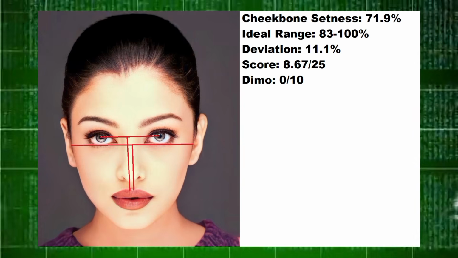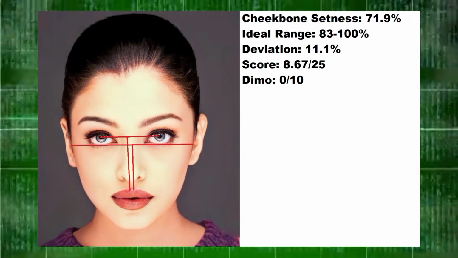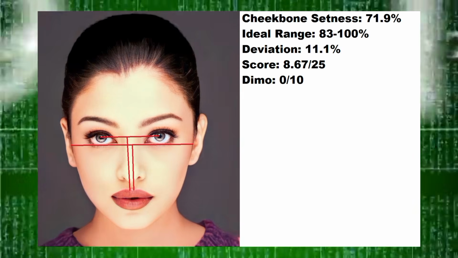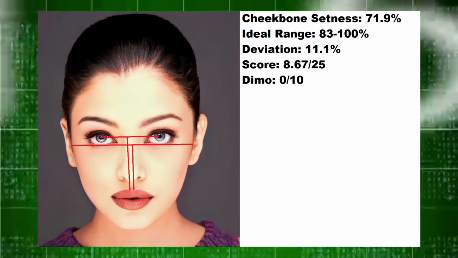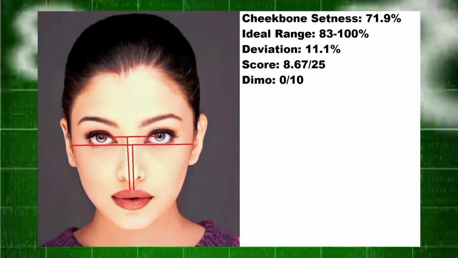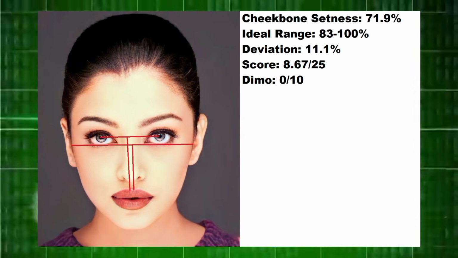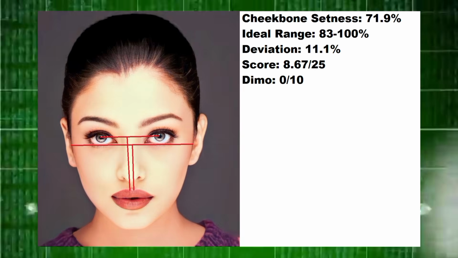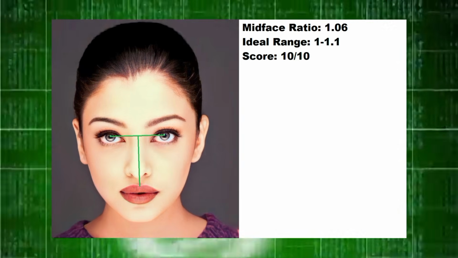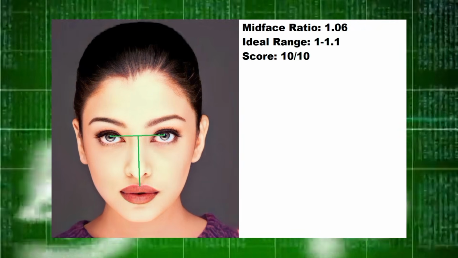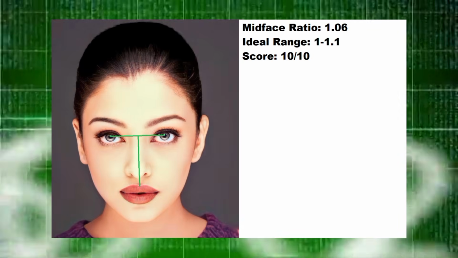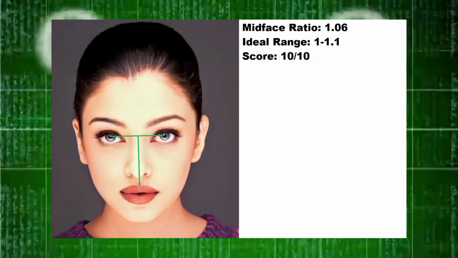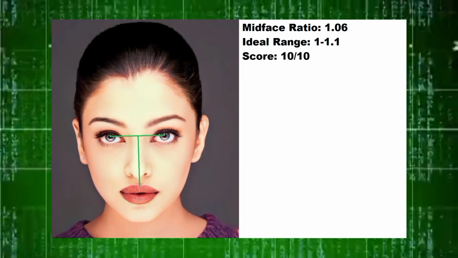Her cheekbones are medium set at around 71.9% of her mid-face length. Ideally, this should be at least 83% or higher, which means her cheekbones sit a bit lower on the face. Higher cheekbones usually give a more lifted, striking appearance, while medium ones make the face look softer. Her mid-face ratio is perfect at 1.06, which lies perfectly within the ideal range. This means her middle face height is well balanced relative to her total face height, something very few people have naturally. Now let's move to her eyes.